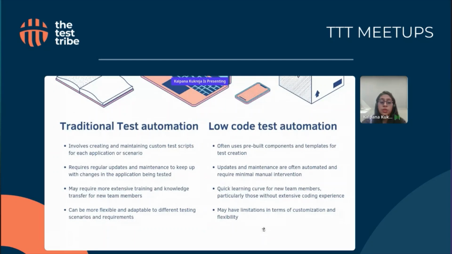The traditional tools require regular updates and maintenance to keep up with the changes in the application being tested. Whereas in low code tools, the updates and maintenance are often automated, and it requires minimum intervention. If we use the release approach, for the components that are impacted in each release, you just have to make changes to those. So the updates are automatically accommodated here.